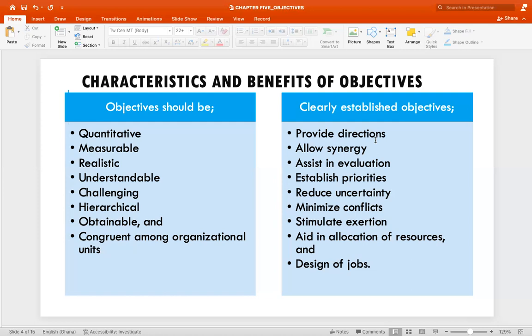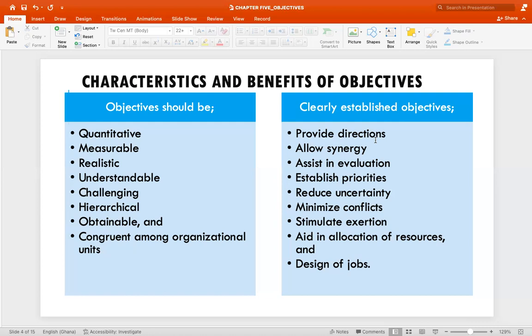Next point says it allows for synergy. Synergy, that was what I was talking about. Synergy simply comes from coordinated effort. So 1 + 1, we are told, will equal 3 because of the collaboration. The collaboration comes with additional benefits, additional effort that individuals working separately would not be able to achieve. Whenever you have an objective, departments and units must collaborate and work together in order to achieve that particular objective. So it allows for a synergistic effect.